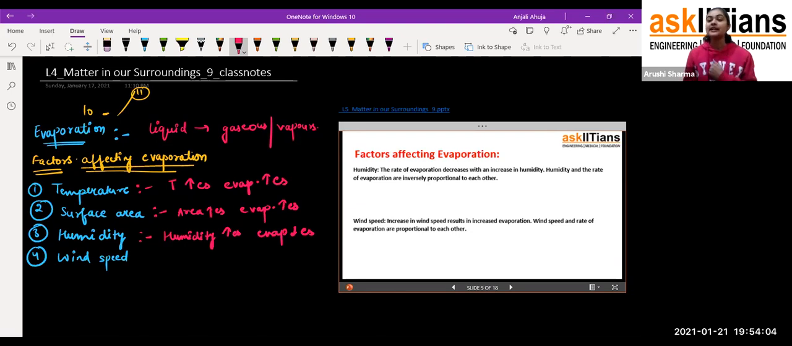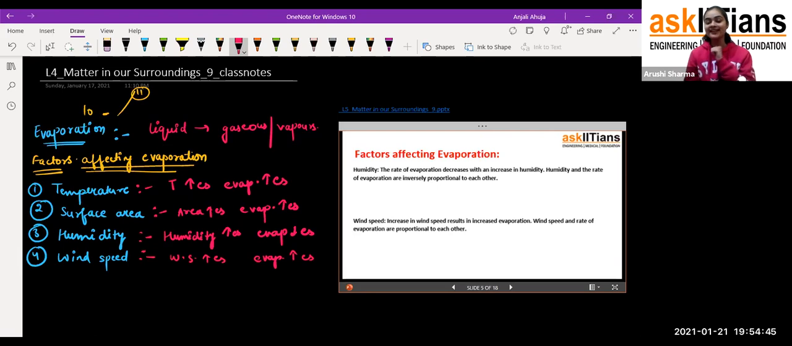Now wind speed, students. See, even if the humidity is there, but the wind is blowing at a very fast speed, you'll find that your clothes dry much faster. So when the speed of the wind is high, the evaporation process also increases. You can say that wind speed is directly proportional to the evaporation process. That means when there is more wind speed, the evaporation also increases. So that is the wind speed factor. I can write down: wind speed increases, so the evaporation also increases. So these are the factors, students, which affect the evaporation process.